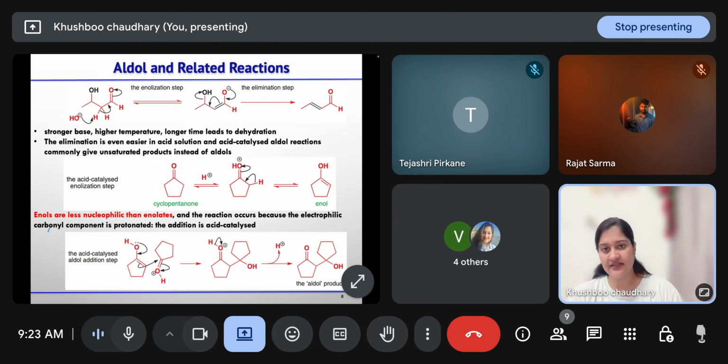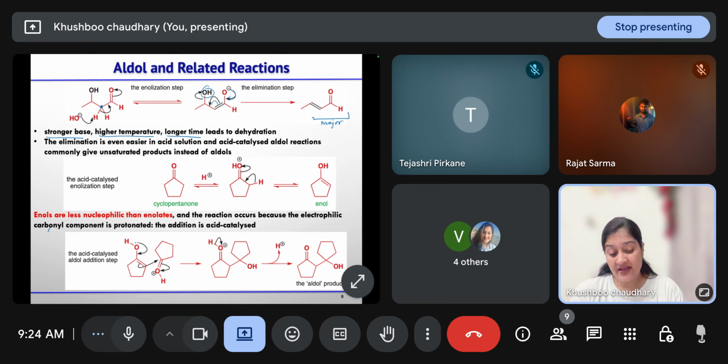Now the mechanism we will see. So we saw that the first step is the enolization step, where excess base is there and these alpha protons are now acidic. So base will take the alpha hydrogens and then enolate will generate. Then these electrons will fall back to remove the hydroxyl group here, and you will get this dehydrated product. And for dehydration, we need stronger bases or higher temperature, or we need to keep the reaction for a longer time so that this dehydration will take place completely and we will get this dehydrated product as the major product.